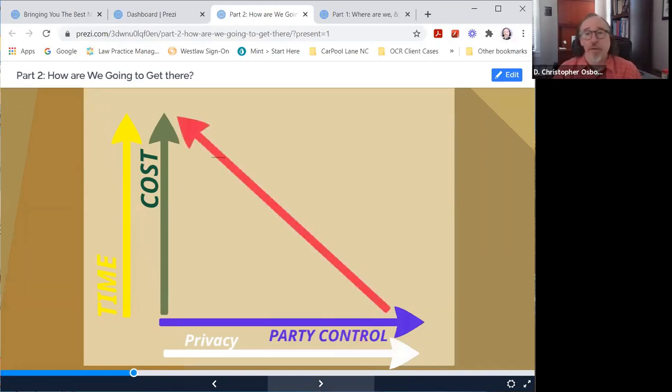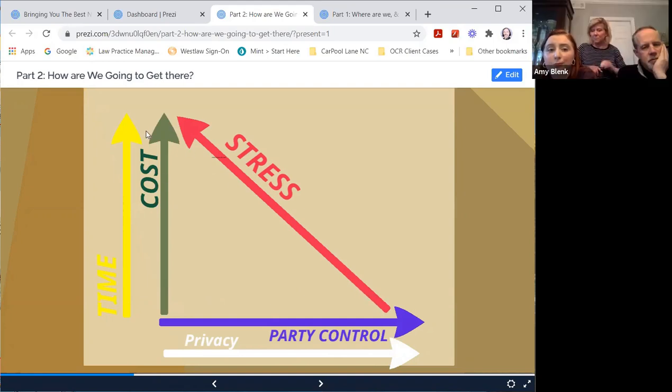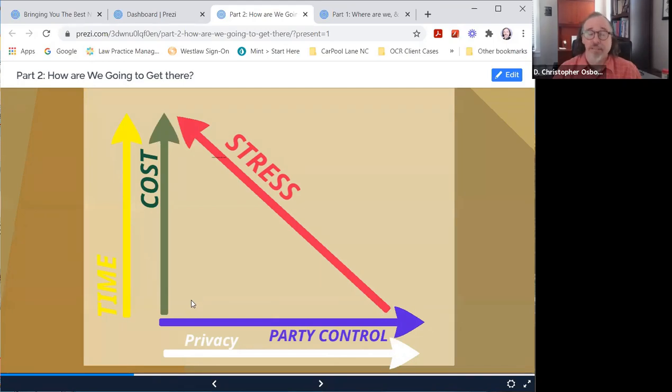And then there's another arrow that I put on here that is super important as well. Algebra teachers are probably going to give me a hard time about this, but I got another arrow on here. This represents stress. And as you can imagine, the more control you have and the more privacy you have and the less time it takes and the less cost there is, the less stress. The closer you get to the higher left side of the chart, where you have very little privacy, very little control, and high cost and high time, it's more stress. And that's, I think, pretty much mathematically provable. It's not really a subjective opinion.